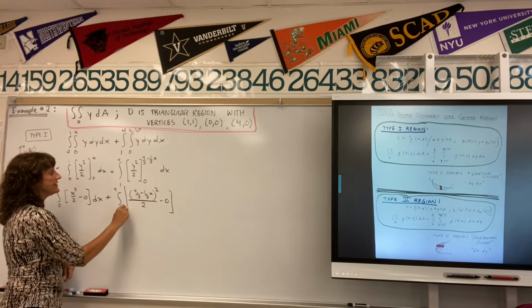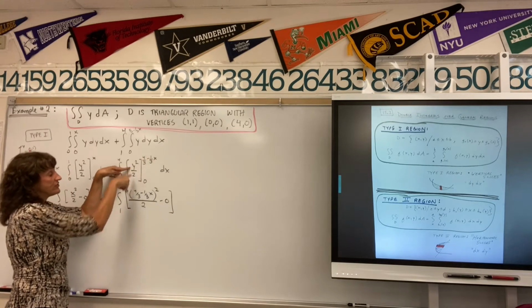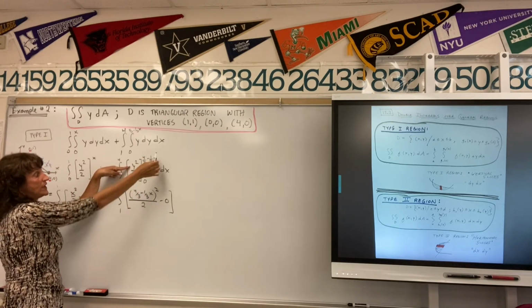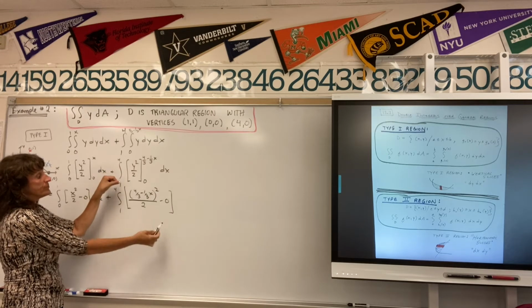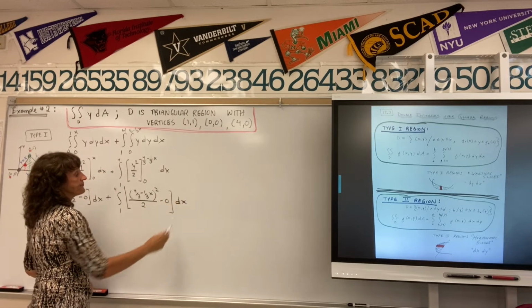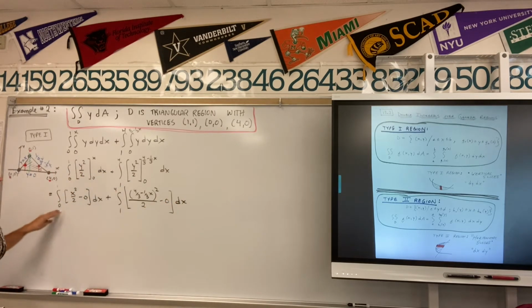So when you plug in the upper bound for y, you plug in the expression for y, you're going to have this quantity squared over 2. When you plug in the lower bound, you have 0. Now we need to integrate both of these integrands with respect to x.